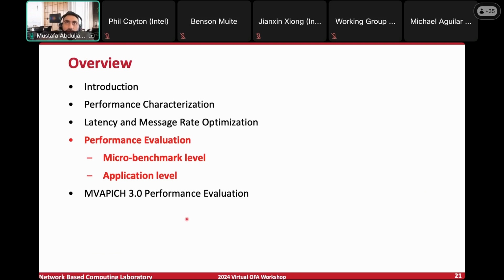So now that we talked about the lowest level optimizations that we applied at the point-to-point and collective level, we move on to a micro benchmark evaluation at a larger scale, as well as application level evaluation.